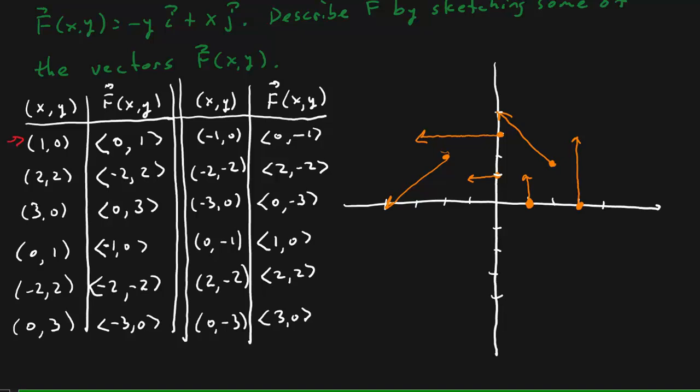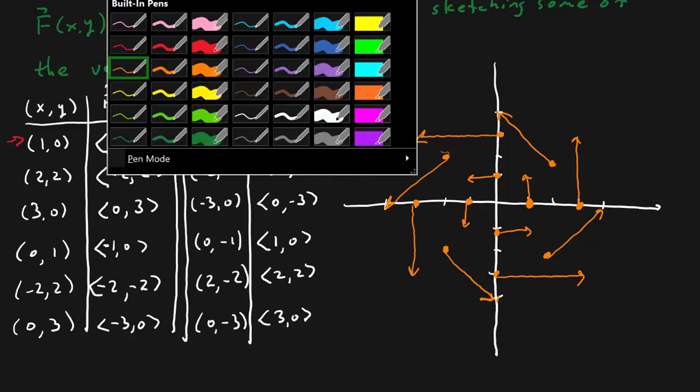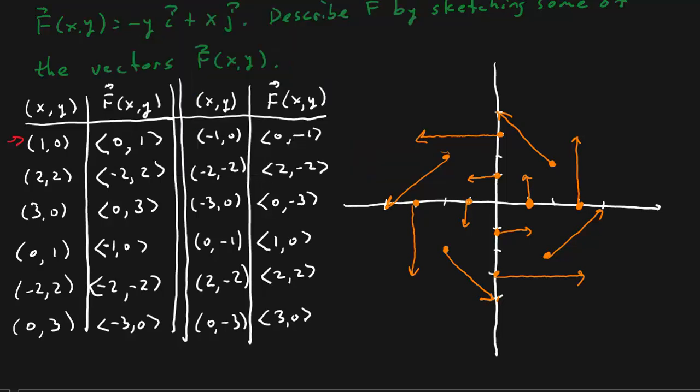I'm not going to go through all of it. It's just like what we did for the first column. So let me fill this out. All right, and so this is what we would get here. Okay, after we fill all this out, and hopefully you can kind of see what's going on here. It appears that each arrow is tangent to a circle with center origin. You can see here how I can draw a circle in here and see how all these vectors are tangent to that circle.